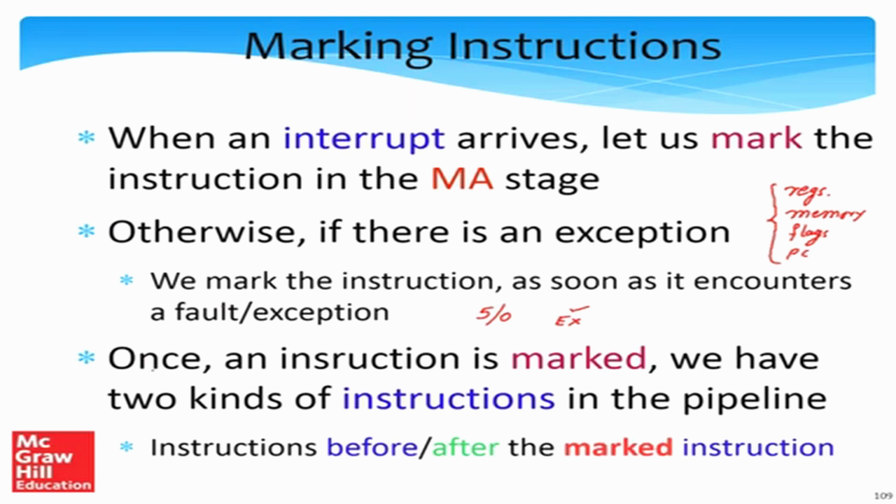Alright, so now once an instruction is marked, we have two kinds of instructions in the pipeline: one set of instructions after the marked instruction, and one set of instructions before the marked instruction. Our job is to ensure that all the instructions after the marked instruction complete, and none of the instructions before the marked instruction complete. That's our job to ensure, that everything after it completes and nothing before it completes. Completes means either reaches the MA stage or makes a change to the registers or the memory. So the flags register is not a part of this.